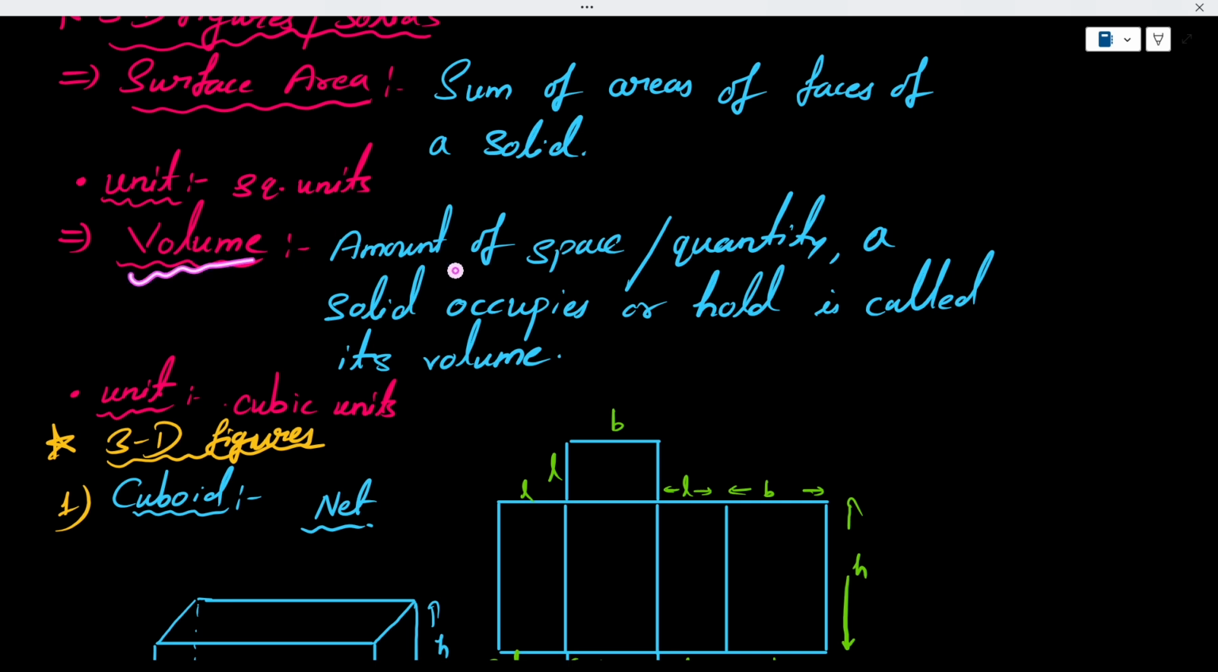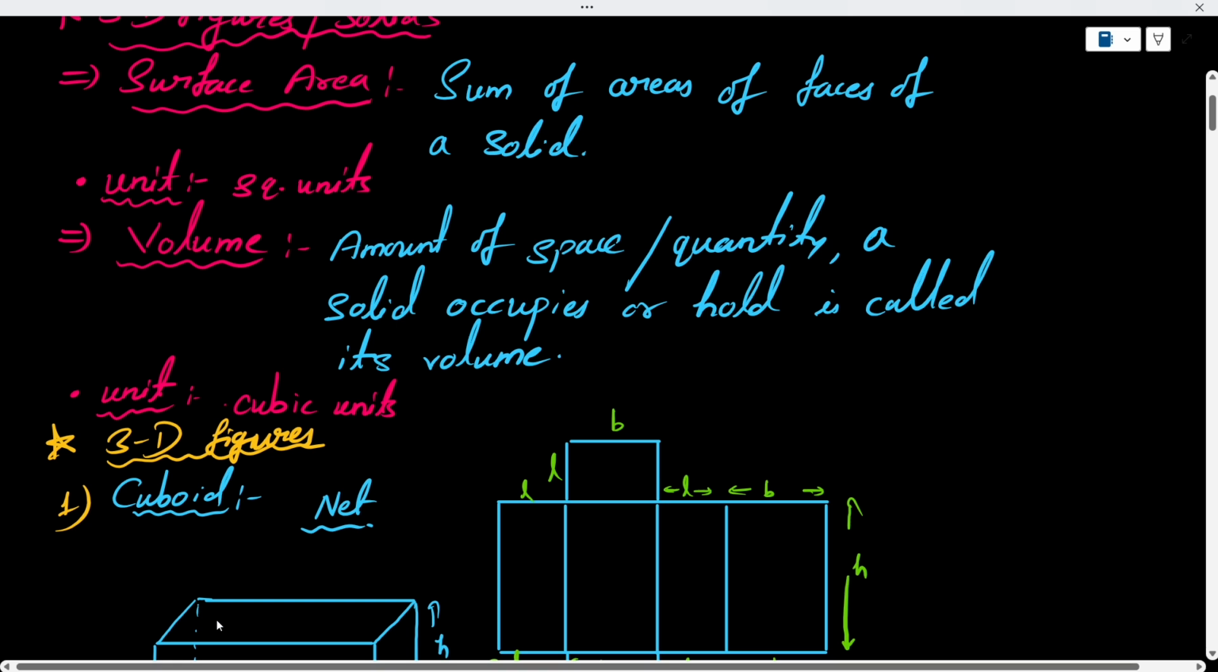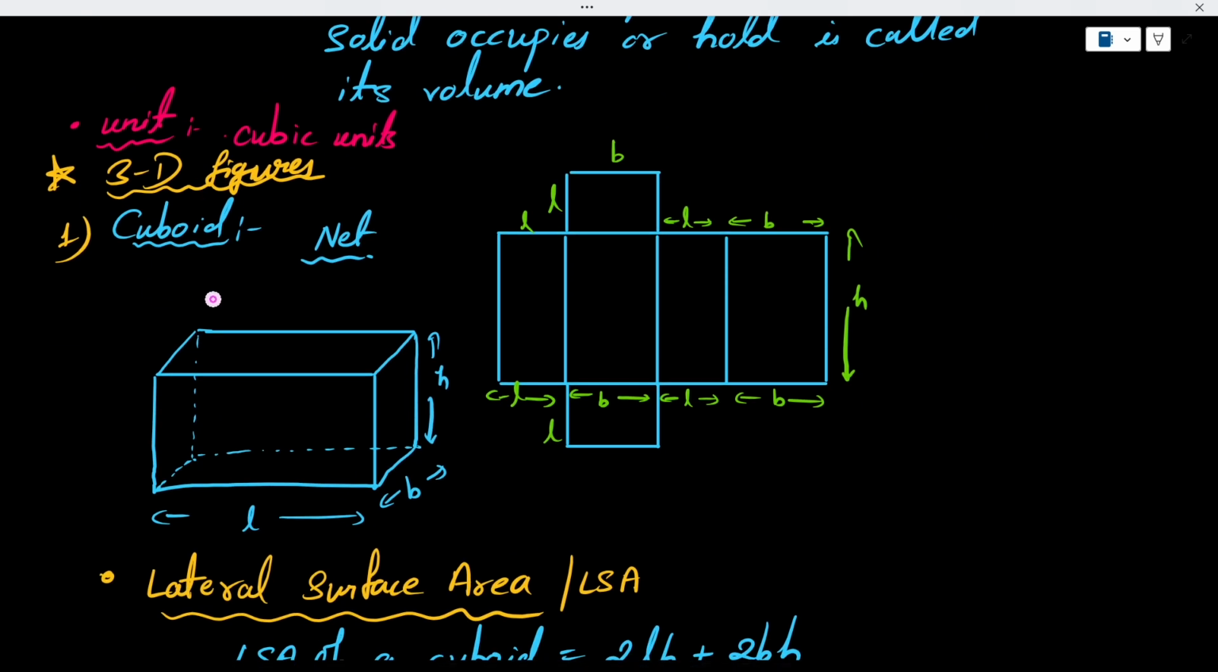Then there is volume. Now what is the meaning of volume of any 3D figure? The amount of space or the quantity a solid figure occupies or holds is called its volume, and the unit is always going to be cubic unit. Now in grade 9 you have learned all these figures, in 8th and 9th grade.